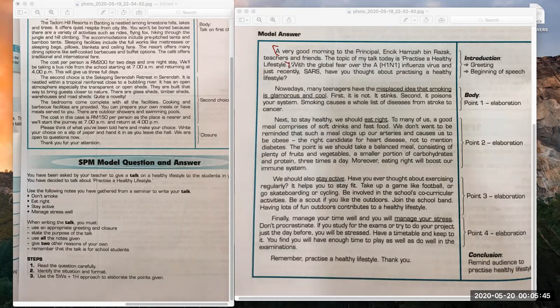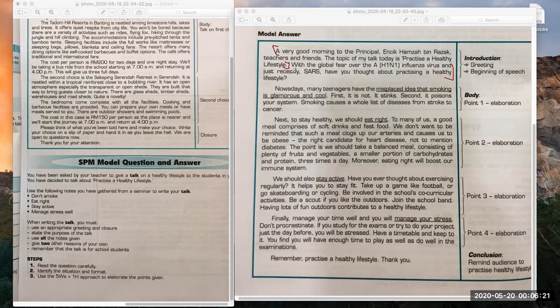Right? Okay. So what is here would be his general introduction. What is his topic? Why practice a healthy lifestyle? With the global fear over the H1N1 influenza virus, okay, and just recently SARS, have you thought about practicing a healthy lifestyle? Question mark. And why I want to draw your attention to this is because in article we talk about writing a good intro.